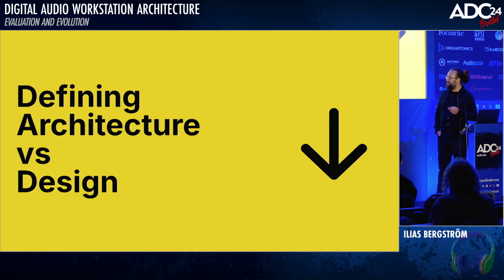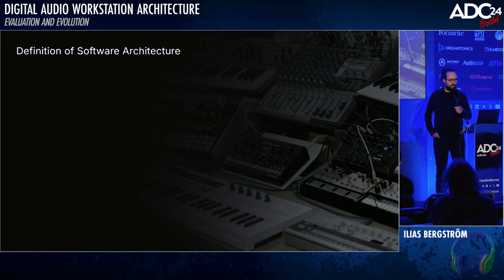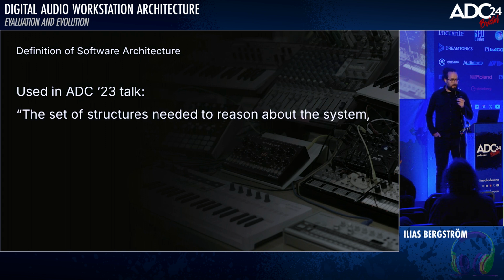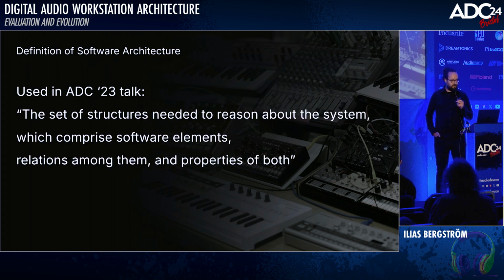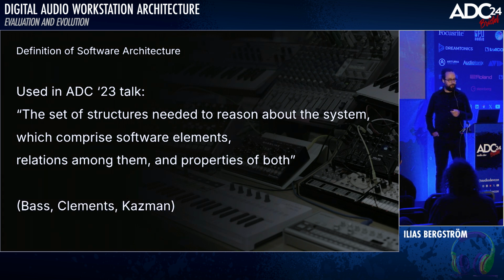So there's an important definition that I didn't spend time on last year, and now I want to give some more time to explain. There is a distinction between architecture and design. I'll start first by defining what architecture is, and we'll get on to that. At last year's talk, I used the definition that software architecture is the set of structures needed to reason about the system, which comprise software elements, relations among them, and properties of both. This is from a textbook, Bass, Clements, and Kazman.